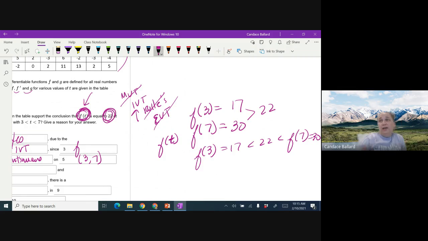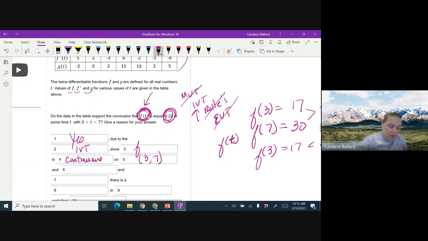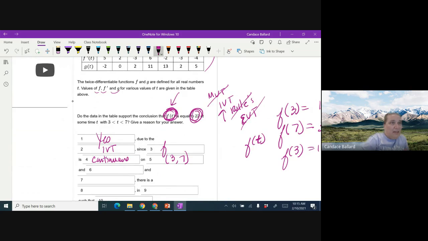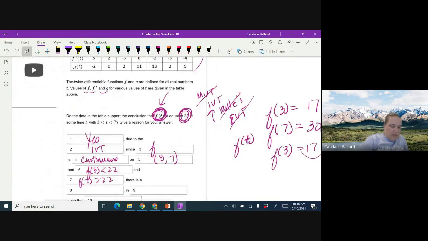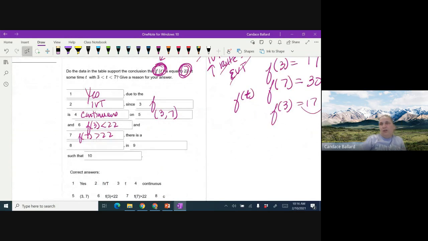So we've shown that, we've analyzed that. Now let's finish our statement. F of 3 is less than 22 and F of 7 is greater than 22. And we showed that, right? We showed those things. And then there is a, what comes after there is a? It's one letter. What's the letter that comes after there is a? Oh, and I should have probably put a different thing in there. It's supposed to be there is a C, that's right.